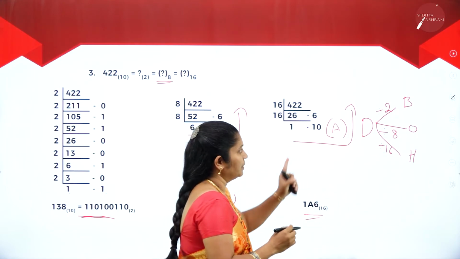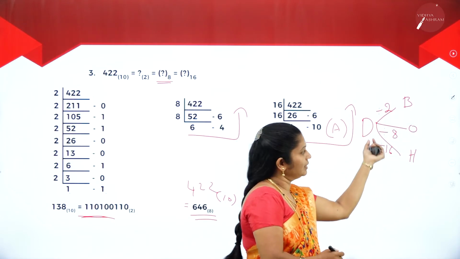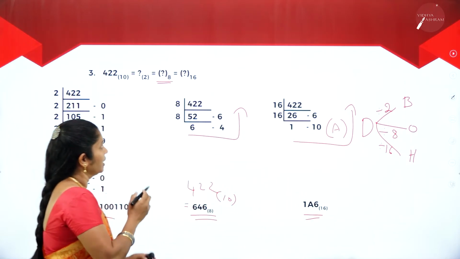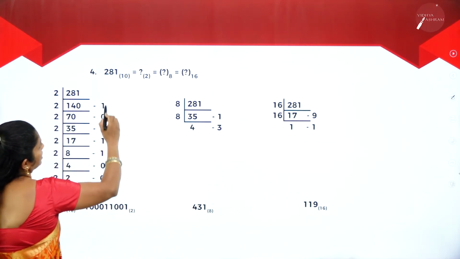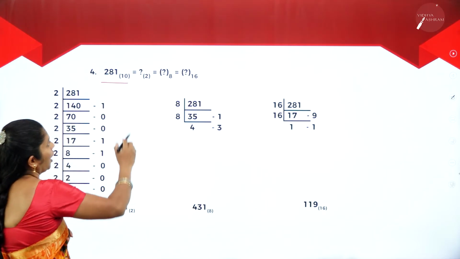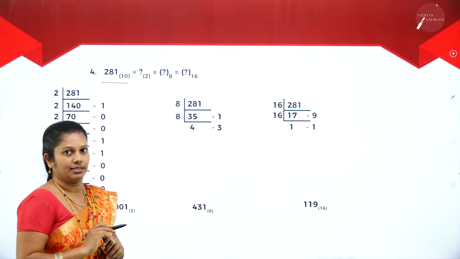Now is it clear? That means in today's class we come to know how to convert a decimal number to binary, decimal number to octal, decimal number to hexadecimal number. Consider one more problem. Consider we have 281. It's a decimal number. You have to convert that into binary, octal as well as hexadecimal.